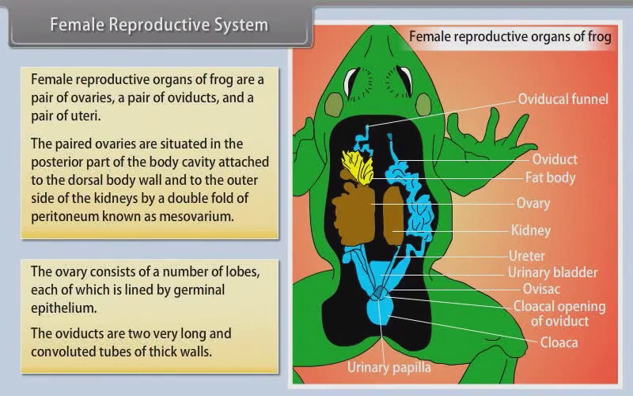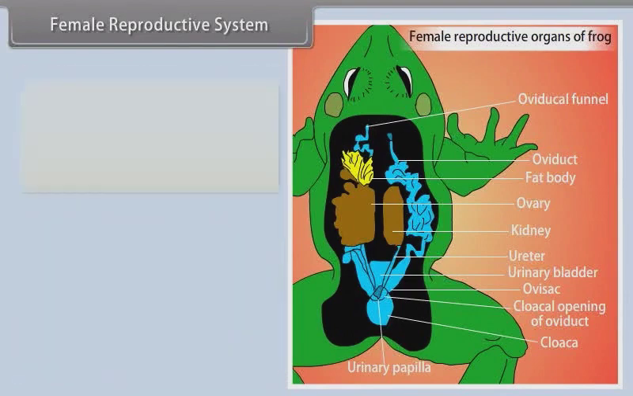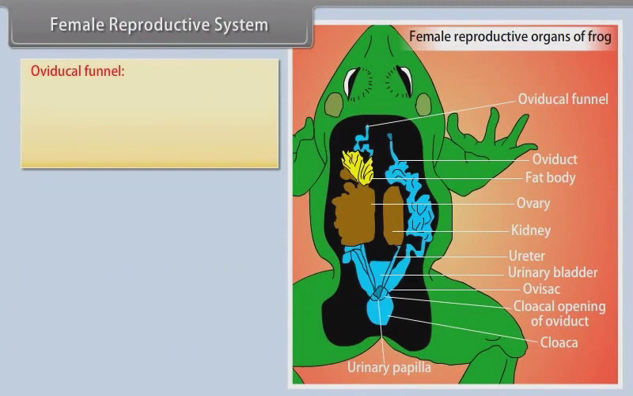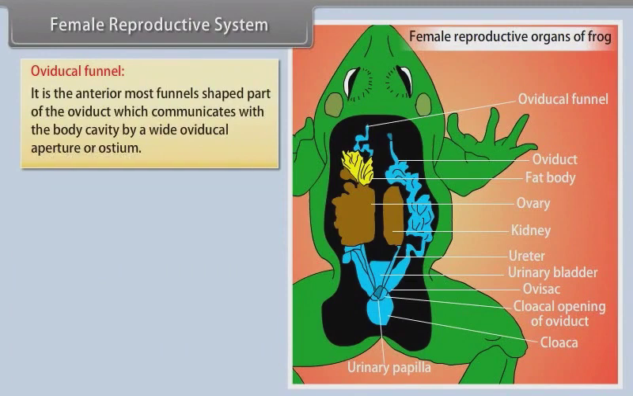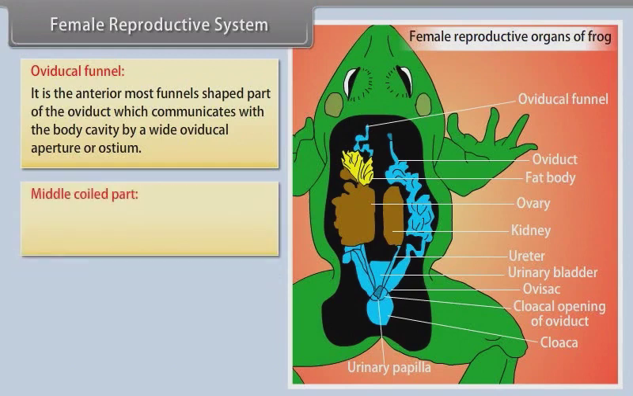The oviducts are two very long and convoluted tubes of thick walls. The oviduct is distinguished into three regions. Oviducal funnel. It is the anterior-most funnel-shaped part of the oviduct, which communicates with the body cavity by a wide oviducal aperture or ostium. Middle coiled part.